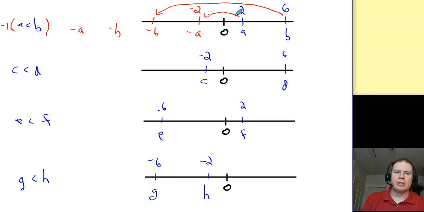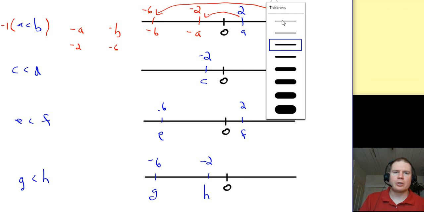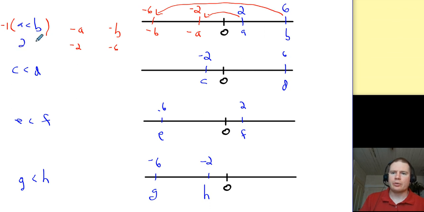The opposite of B. It was 6 to the right of 0. Now it's 6 to the left of 0, negative 6. So we have negative 6 and negative 2, when before we had 2 and 6. 2 is less than 6. Negative 2 is not less than negative 6. We actually have the opposite situation. Negative 2 is now greater than negative 6. And that works with all of these inequalities.